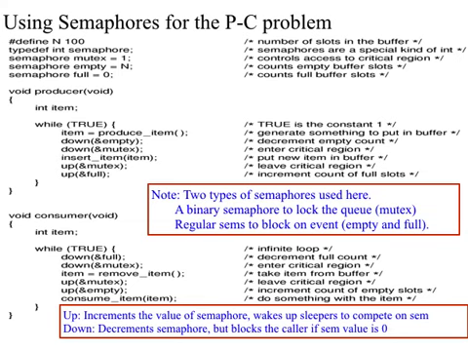If full was 0, then the initial down operation on full would block the consumer. The consumer would have to wait till a producer performs an up on full. Similarly, if empty was 0 and the consumer consumes an item, then empty will go from 0 to 1, and that would result in all the producers being informed that there is at least one empty slot in the shared buffer.